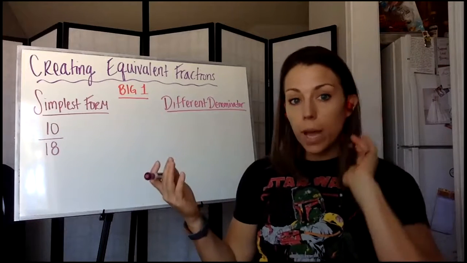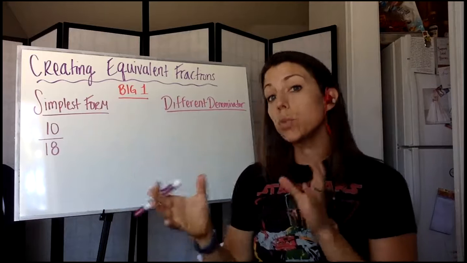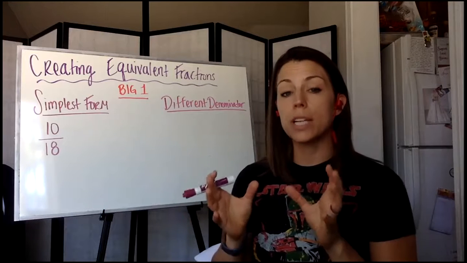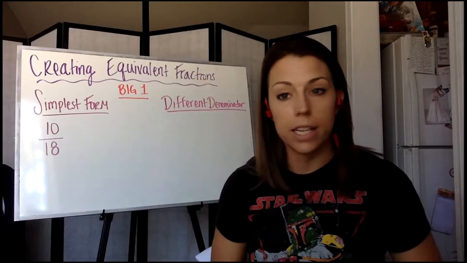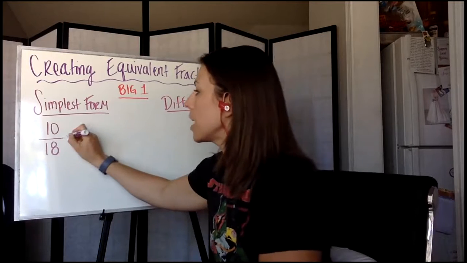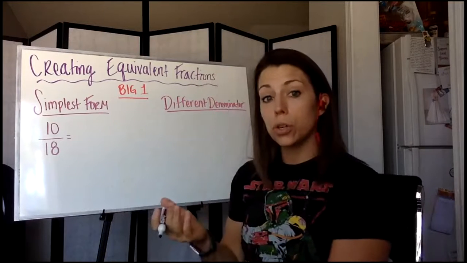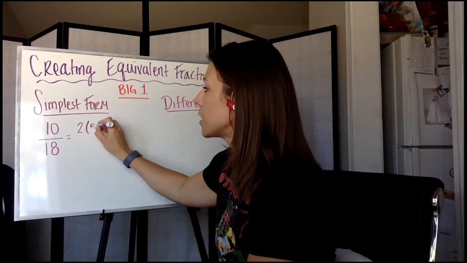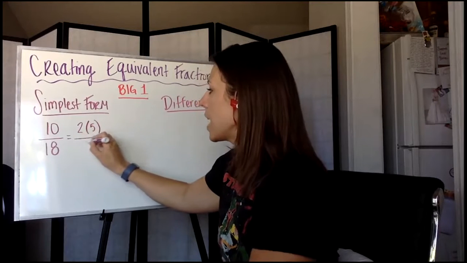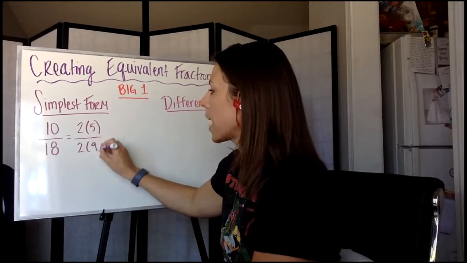So of all the different ways to factor both, which ones end up with common factors, or the same number in the numerator and denominator? If you think about it, we can factor out 2 in both of these. So in other words, I'm rewriting 10 as 2 times 5 and 18 as 2 times 9.